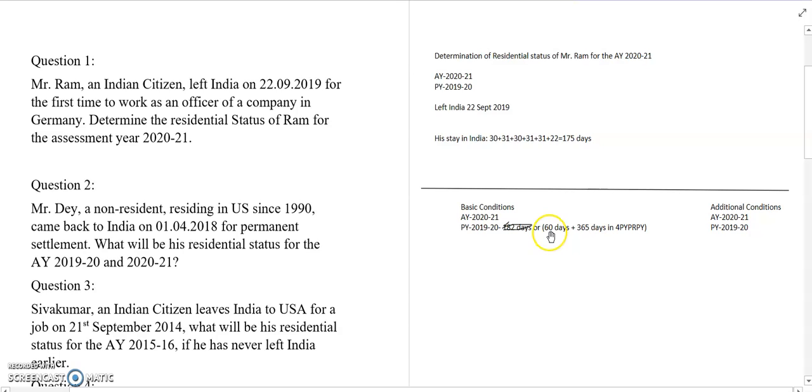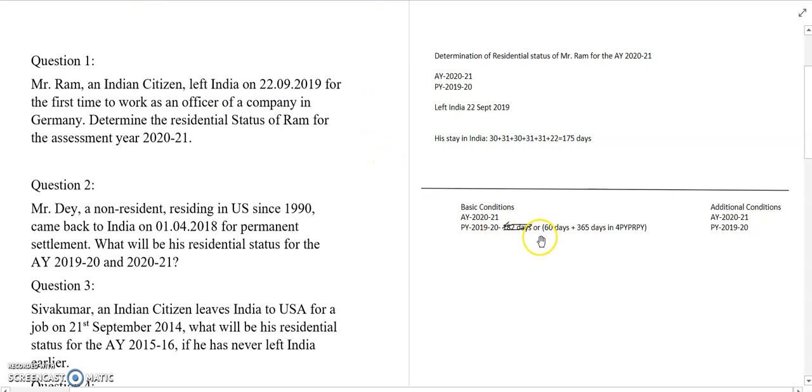We'll move on to the second basic condition of 60 days in the previous year plus 365 days in the four previous years preceding the relevant previous year. Okay, so before checking for the second basic condition, hold on. Let's go back to the question and read it once again. Mr. Ram, an Indian citizen, left India on 22 September for the first time to work as an officer of a company in Germany. So, why did Ram leave India? He left India for employment purpose. So, that means he went abroad for employment purpose.